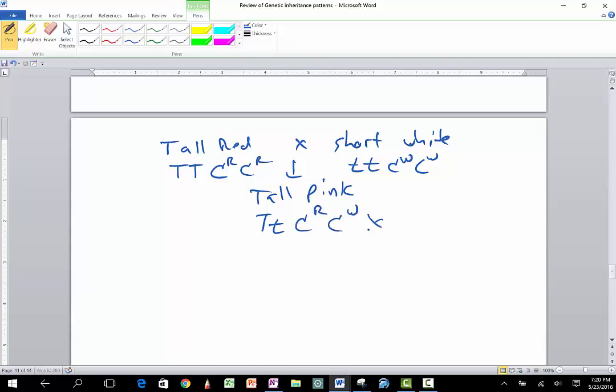What do we get if we cross two of these together, if we have independent assortment? We always have to know whether or not we've got independent assortment going on. In this case, we do. Once we get to chapter 7, we'll start to do something other than independent assortment, but for now we're doing independent assortment. Well, let's see. Analyze each gene independently. So we've got 3/4 tall. We've got 1/4 short.